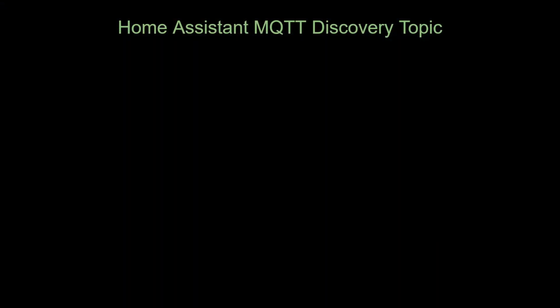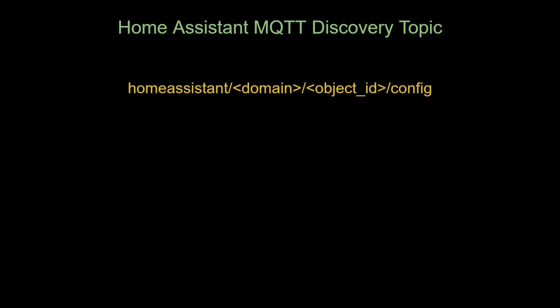With that, let's take a look at the topic and payloads needed for MQTT Discovery in Home Assistant. So the discovery topic for Home Assistant MQTT Discovery is actually quite simple. It starts out with the base of homeassistant. That is the default discovery topic base, and it can be changed in your MQTT integration, but that's the default and most people won't have changed it.